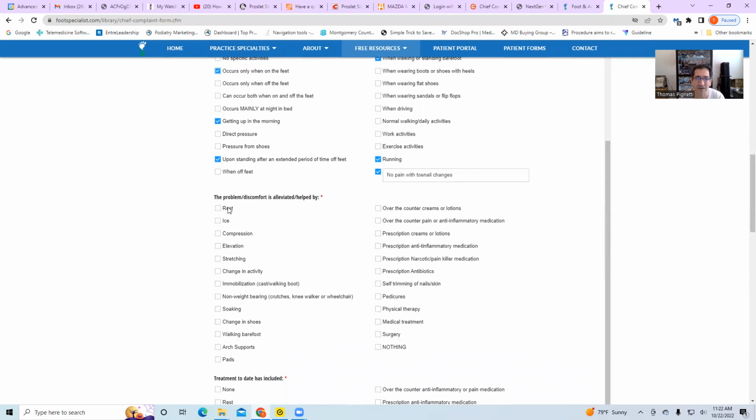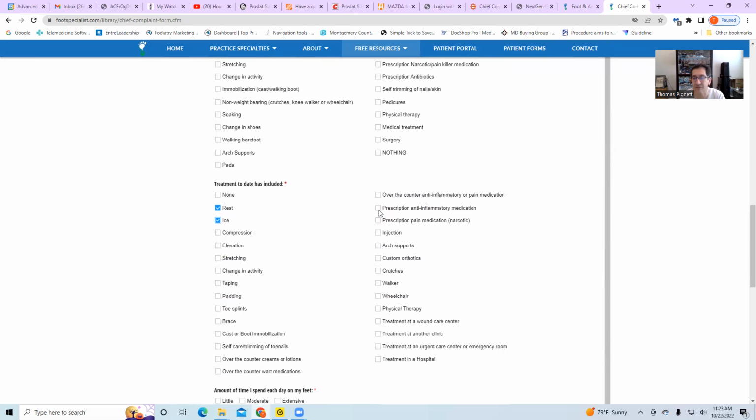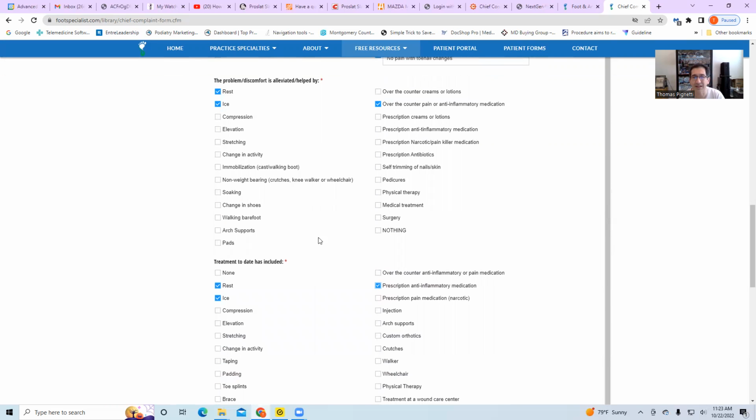Does anything seem to help it? Well, if I rest it and put ice on it, it tended to help. That's all I've really been doing. I've taken some Advil also, so an over-the-counter anti-inflammatory medication. Nothing else. I'm not seeing a doctor for it. Treatment for today so far: as I've said, I've rested, I've iced it, and I've taken some anti-inflammatory medication. I know that sounds repetitive, but again, that's what my treatment has been, and this is what also seems to make it better.